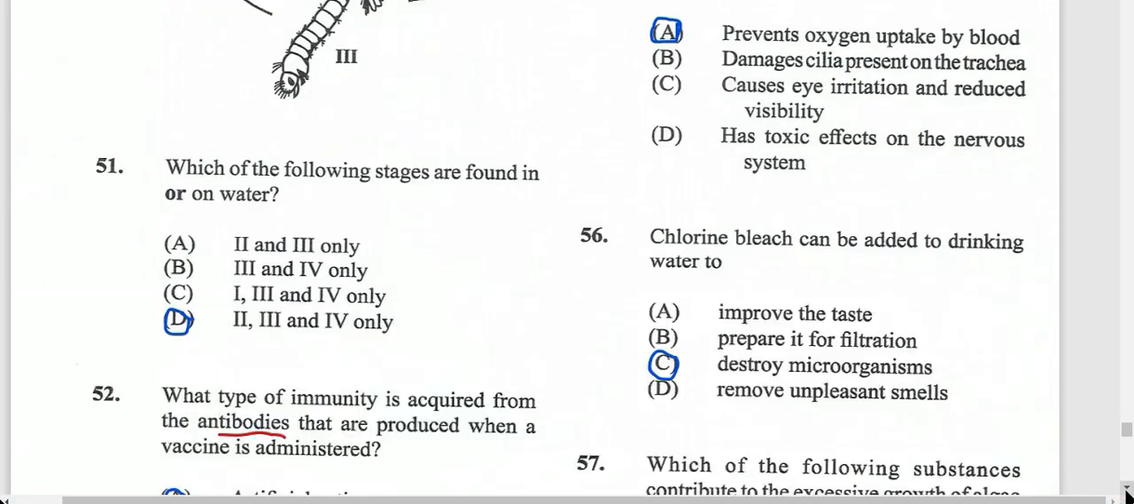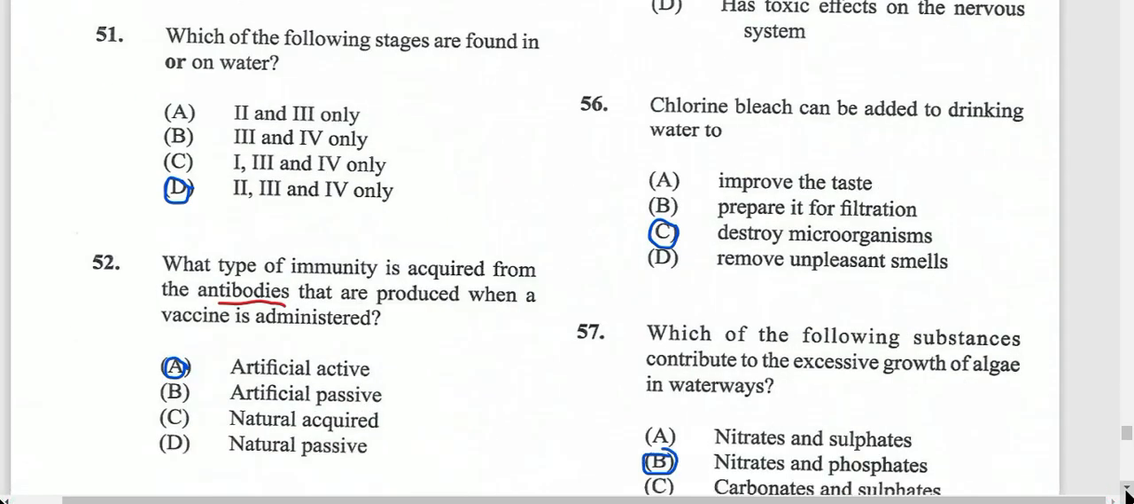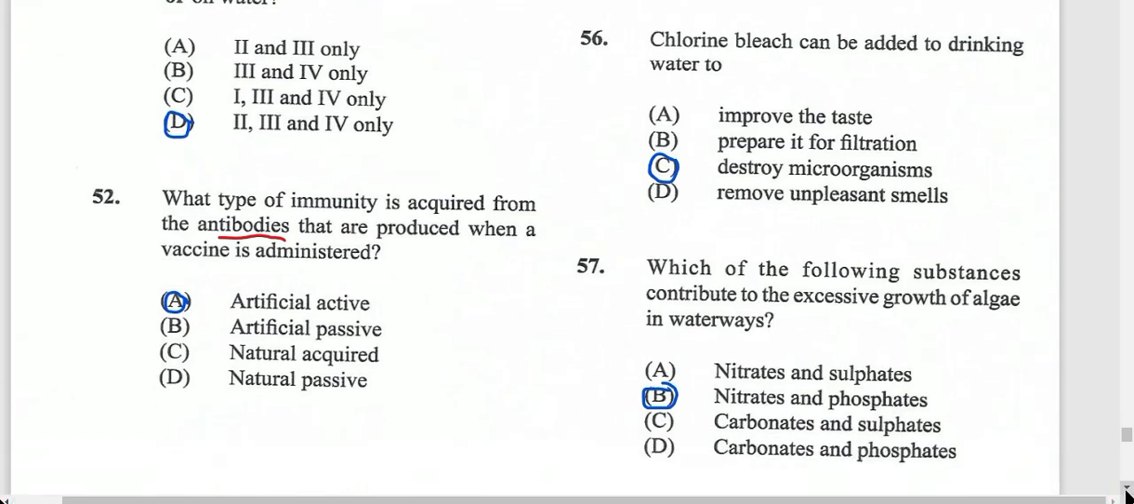For 56, chlorine bleach can be added to drinking water to destroy microorganisms. Of course, you can familiarize yourself with the many other options that I have not looked at. I have looked directly at the answers here, as I would have gone through the others, in the interest of time. So you can read through and of course see where you need to look at other things. Most of the others you'll be able, from your studies, to say that they are just not possible.